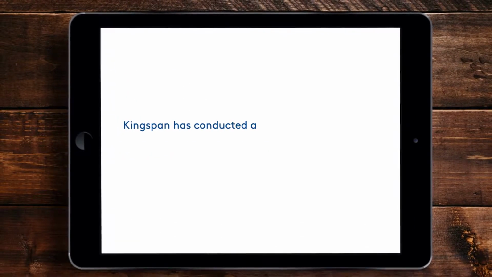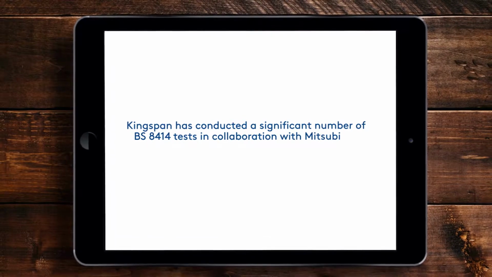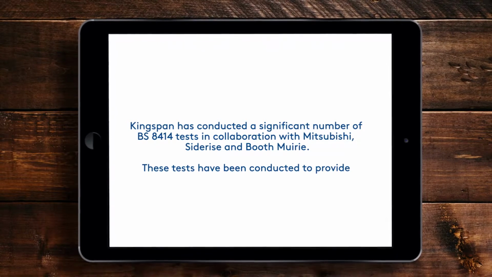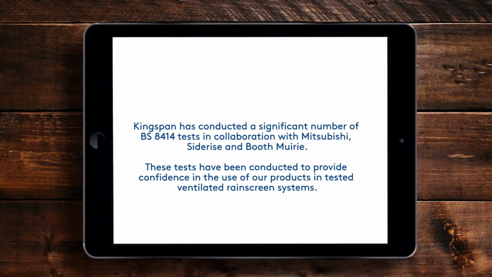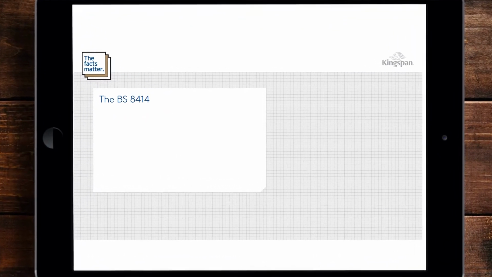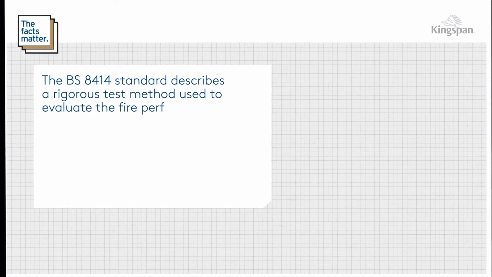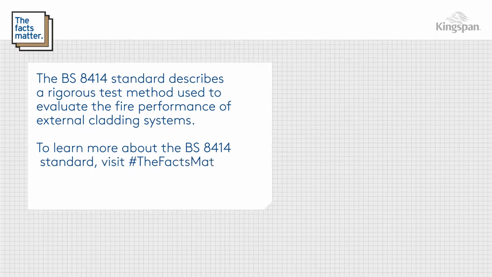Kingspan has conducted a significant number of BS8414 tests in collaboration with Mitsubishi, Sidrise and Booth Muri. These tests have been conducted to provide confidence in the use of our products in tested ventilated rainscreen systems. The BS8414 standard describes a rigorous test method used to evaluate the fire performance of external cladding systems. To learn more about the BS8414 standard, visit the #FactsMatter page on our website.